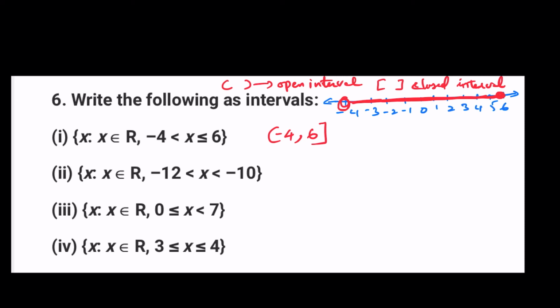Now next, the second one. What is the interval we write over here? We can write -12 comma -2. It is open here. It is not including -2, -12 also it's not including. So we write it as an open interval. Next, in the third one, it is including 0. It is excluding 7. So we write it open on one side and closed on the other side. Next, the last, fourth one, x is including 3 and it's also including 4. So we write a closed interval 3 comma 4.